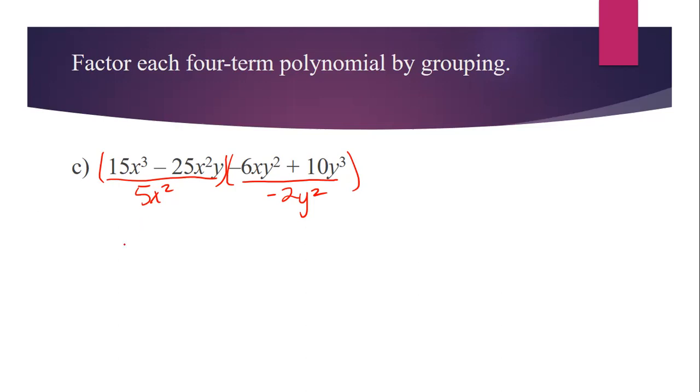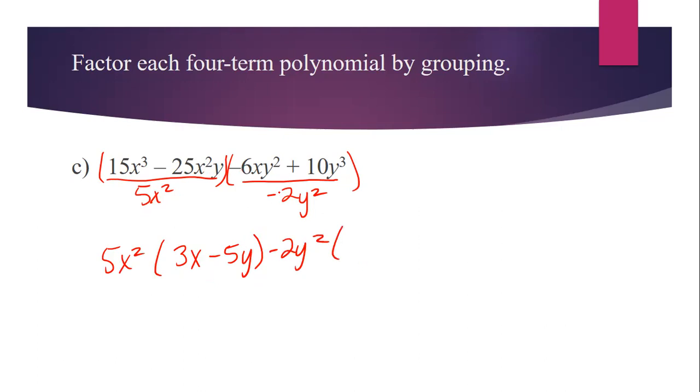And now we continue. So we have 5x squared factored out. 15x cubed divided by 5x squared is 3x. 25x squared y divided by 5x squared is going to be 5y. Now I'm going to factor out the -2y squared.